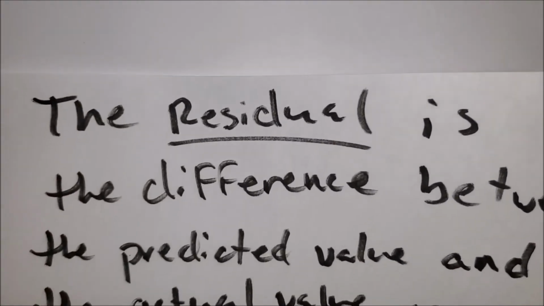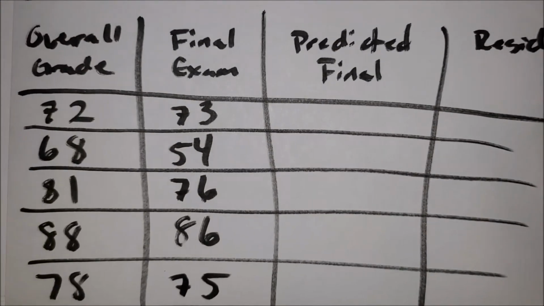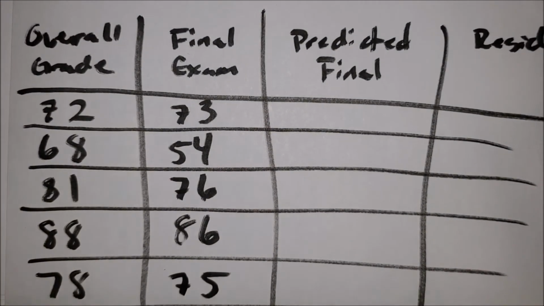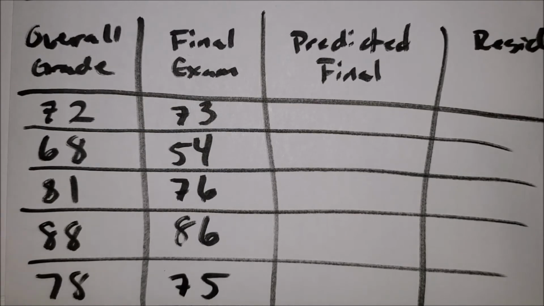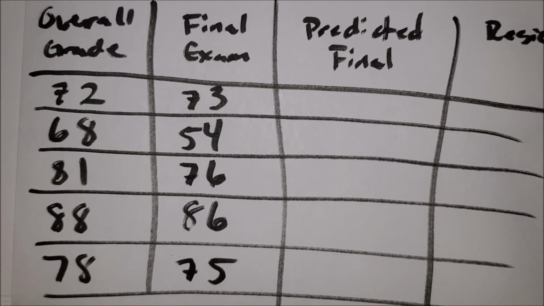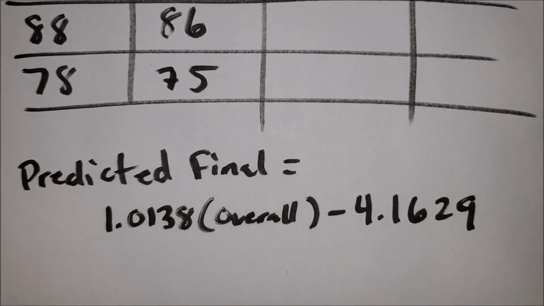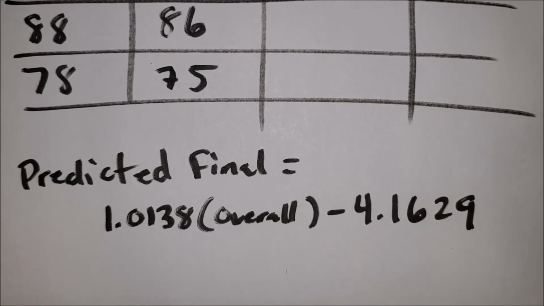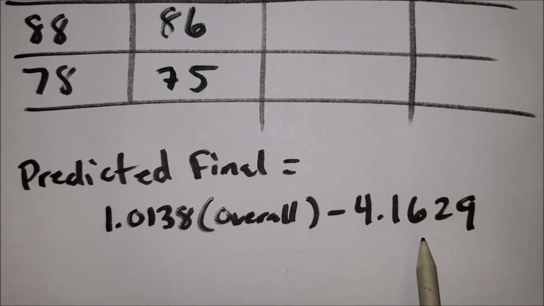So let's look at an example of working with residuals. Suppose that your final exam grade was predicted off of your overall grade before the final exam. And we came up with an equation that looks like this. So let's use this equation. We're going to say, well, this is the trend line's equation. And we would take 1.0138, multiply that by the overall score, subtract 4.1629, and that'll give us the predicted grade.